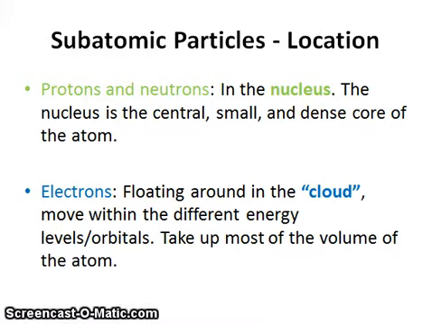And if you want to write down a definition for the location of the subatomic particles, this will be a great way to do it. Here we have for protons and neutrons, their location is in the nucleus. Remember, the nucleus is the central, small, and dense core of the atom. And for the electrons, we have that they are floating around in this cloud. The cloud, we will learn later on that it's made of different energy levels or orbitals, and the electrons take up most of the volume of the atom.